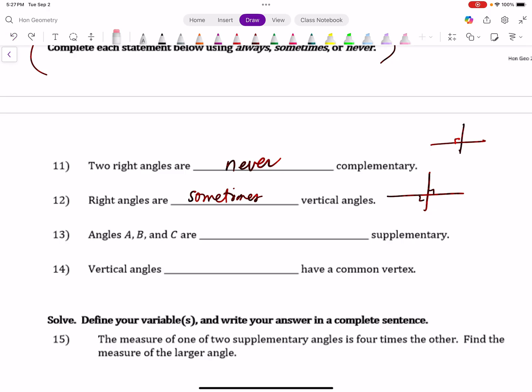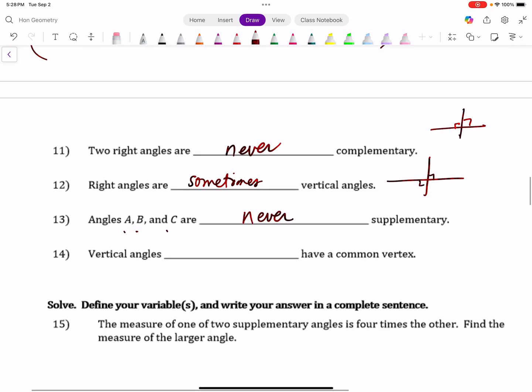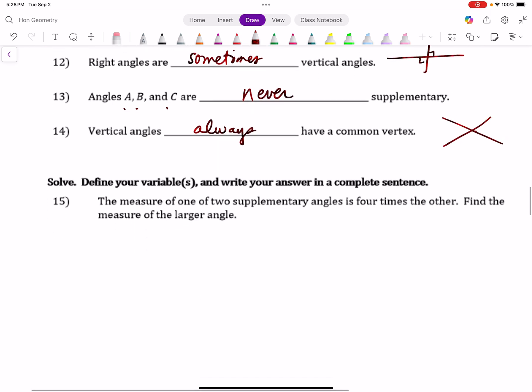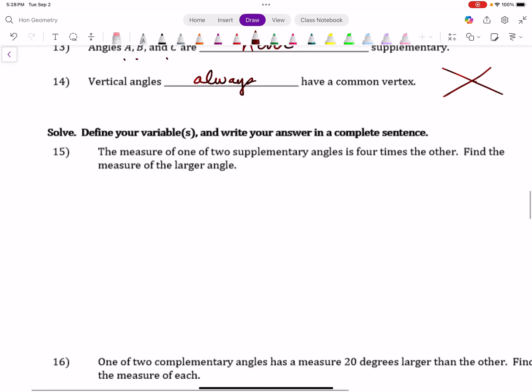You have these two, not so much. All right, angles A, B, and C. Oh, never. One, two, three. Three angles aren't ever going to be used with the words complementary, supplementary, so just two. And then vertical angles always have a common vertex because that's how you draw them. Okay. Define your variables, write your answer in complete sentences.